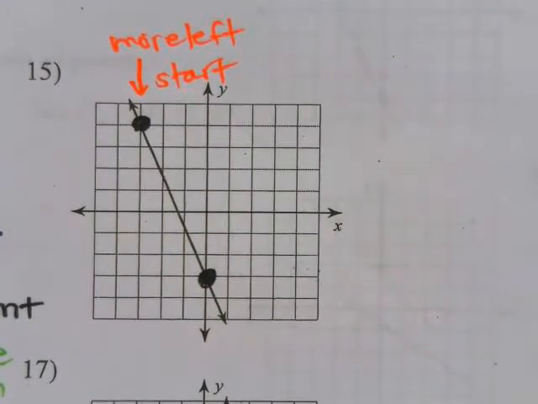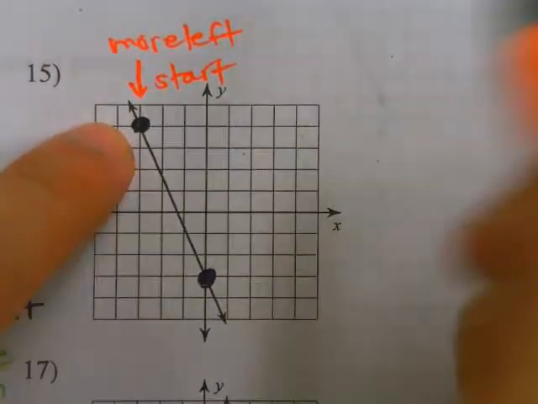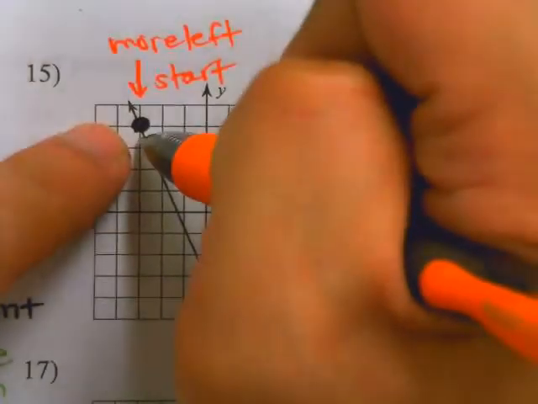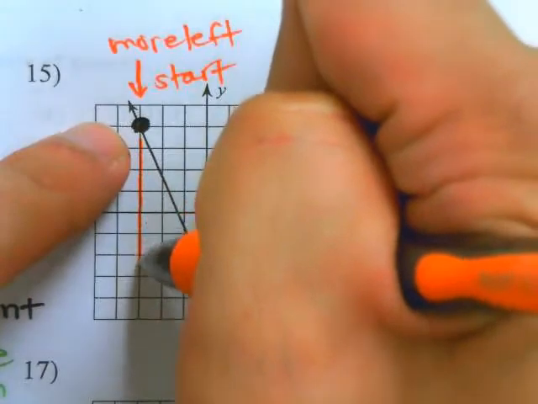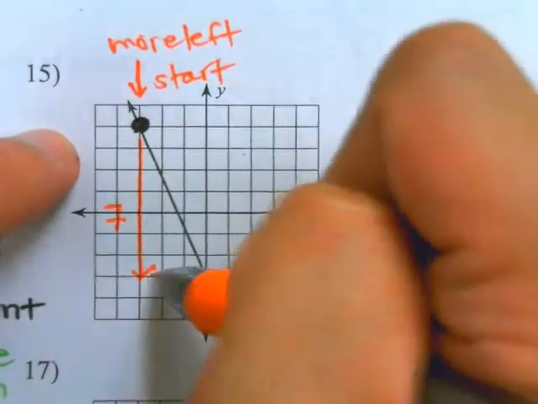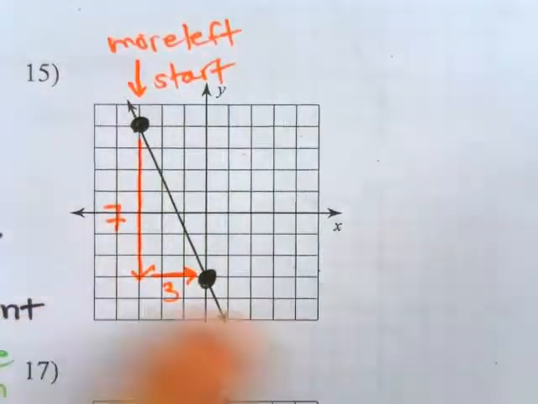Anyway, you're just going to do the more left, okay? So here's the more left. You're going to start there. We're not going up. We're going where? Down. So rise over run, we have to go down. How much are we going down? 7. And how much are we going across to the right? 3.